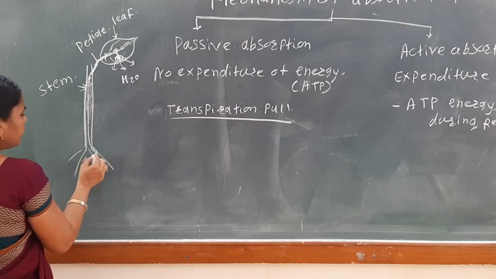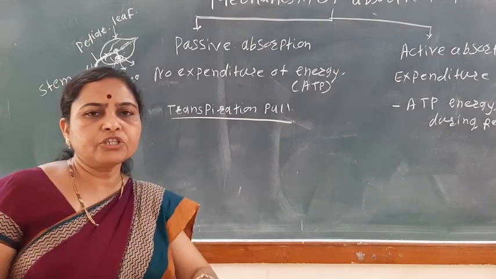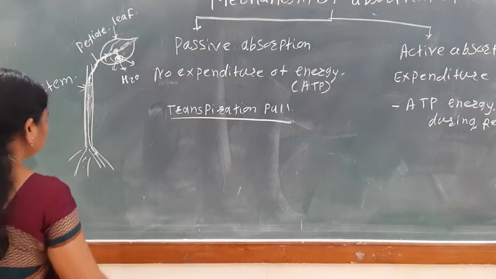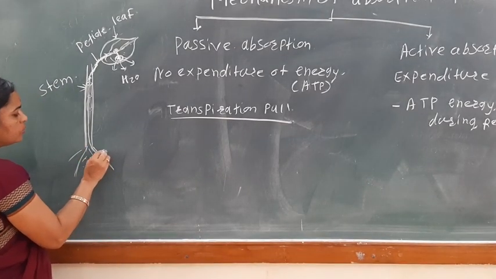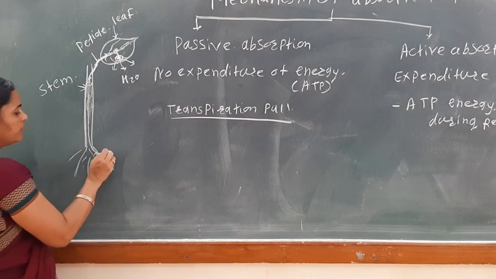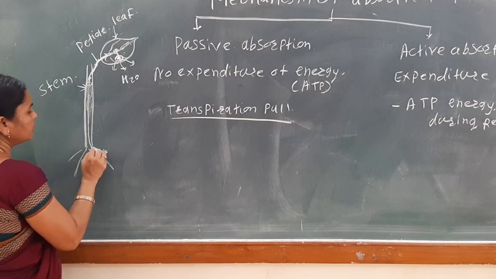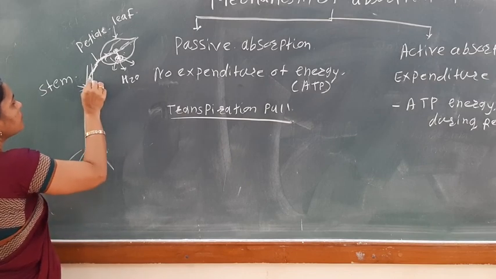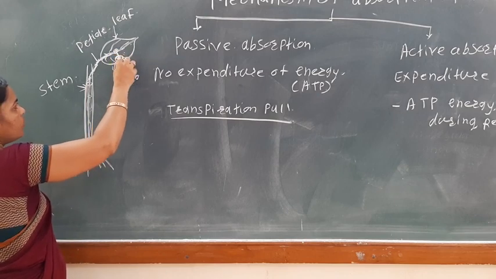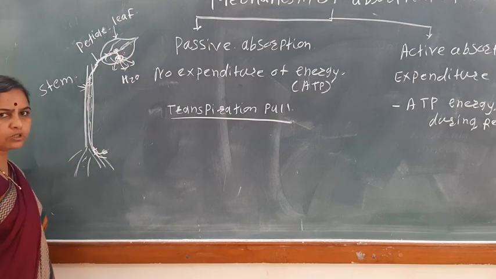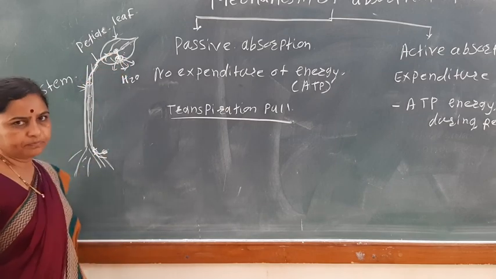So here some pressure is exerted on the root cell, the root hair cell. And due to this tension, the water is mainly absorbed from the root hair to the stem, and then stem to the petiole, petiole to the leaf. And then again water is given out in the process of transpiration. So there is the formation of the transpiration pull.